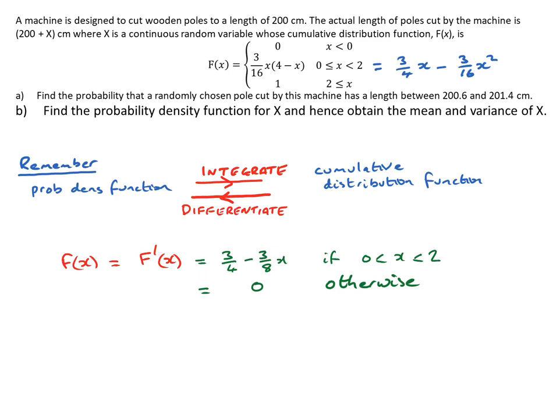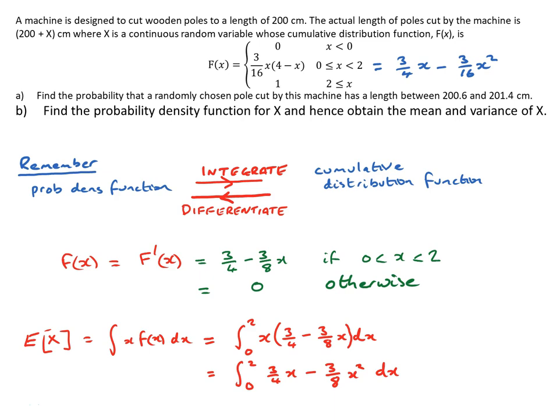So we've found the probability density function. We can now move on and calculate the mean, or the expected value of x. To find the expected value of x, we've got to integrate x times f(x) between the appropriate limits. In this case, we integrate between 0 and 2, because the random variable only takes values between 0 and 2. And we integrate x times the probability density function, which is 3/4 - 3/8 x.